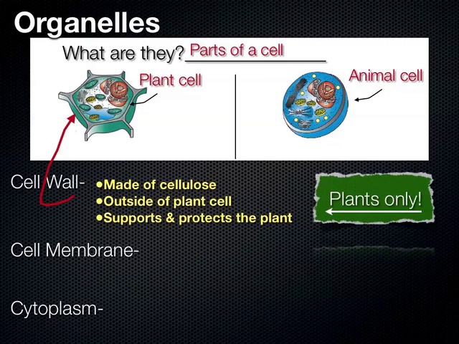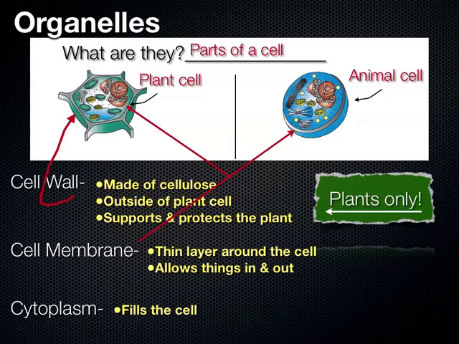Whereas the cell membrane is a living, flexible part of both plant and animal cells that helps to regulate what can go in and out. And then the cytoplasm basically fills up the rest of the cell. All the space inside the cell is filled with the cytoplasm that holds all the other organelles in place.